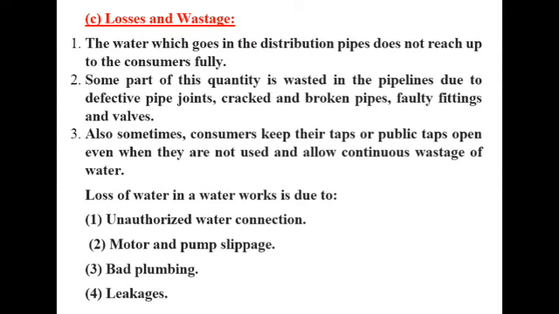Our next point is losses and wastage. The water which goes in the distribution pipes does not reach up to the consumers fully. Some part of this quantity is wasted in the pipelines due to defective pipe joints, cracked and broken pipes, and faulty fittings and valves. Also, sometimes consumers keep their taps or public taps open when they are not used and allow continuous wastage of water. Loss of water in a waterworks is due to unauthorized water connection, motor and pump slippage, bad plumbing, and leakages.